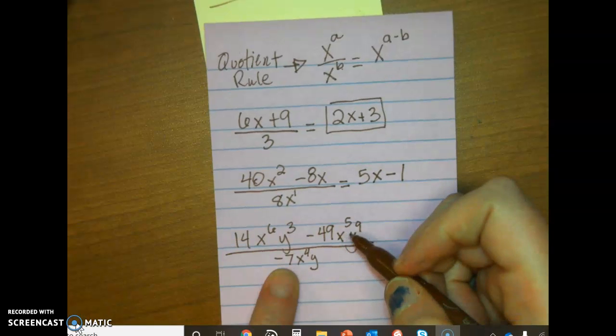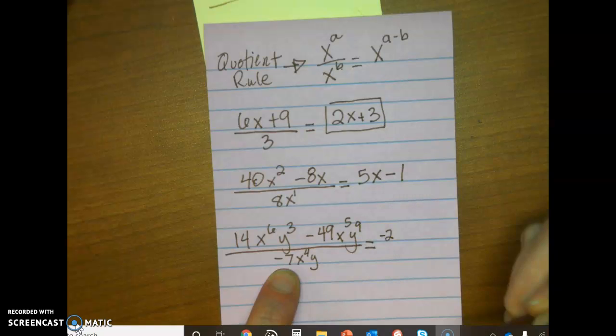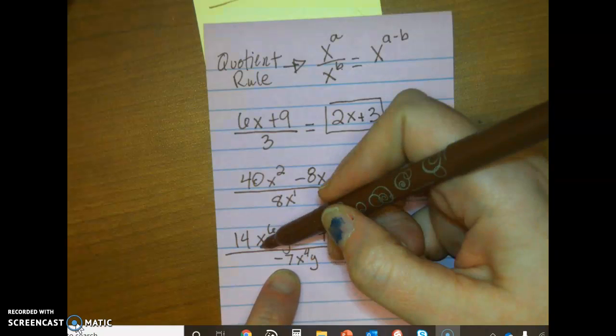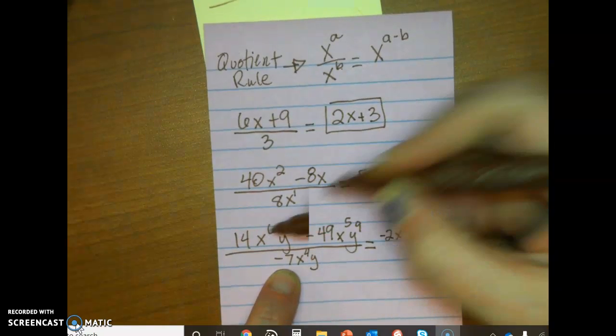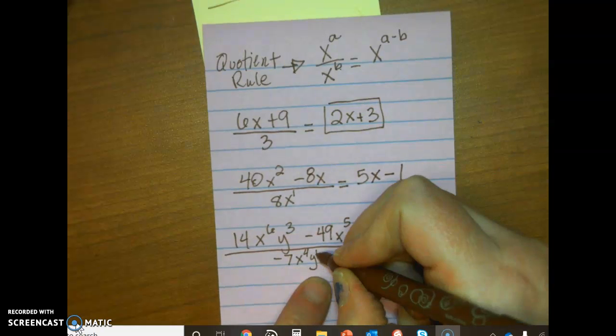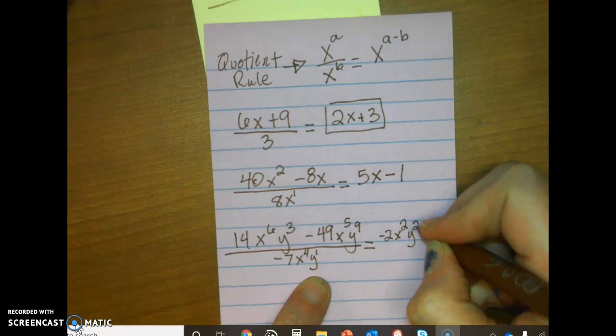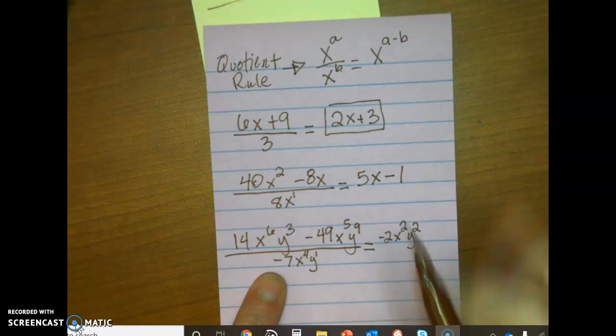Okay, 14 divided by negative 7, well, that's negative 2. Then I'm going to have x to the 6 minus 4, 2. Remember, there's a 1 here. 3 minus the 1, y squared. Okay, we did that part.